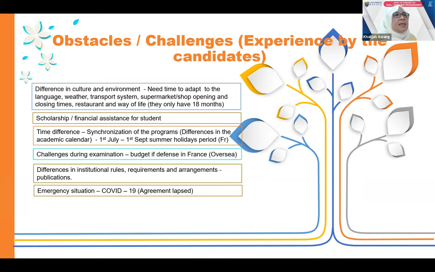The budget. Differences in institutional rules, requirements and arrangements. Also, the thing that is of concern is publications. For UM, we need 2 ISI. For most of the partner universities, in our case in France, they don't need the publication. So sometimes they take time to publish because they want to publish in a big journal. They put the studies of 2-3 students in 1 paper, then they go to tier 1, for example, but for us, we cannot wait.